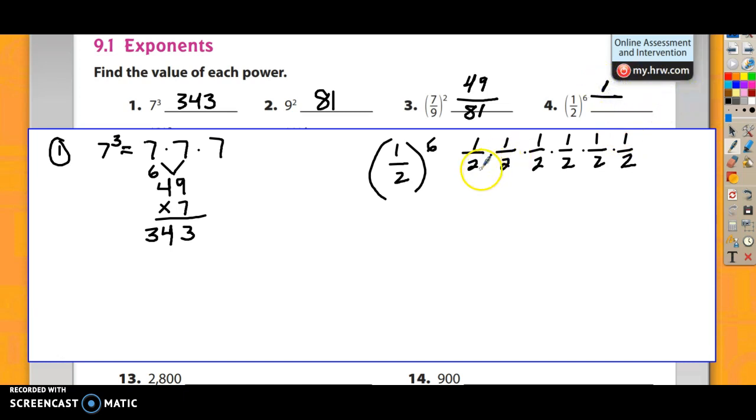The denominator is trickier. I've got 2 times 2 is 4, and 2 times 2 is 4, and 2 times 2 is 4, and 4 times 4 is 16, and 16 times 4 is 64. So the answer is 1 over 64. Alright, let's move on.